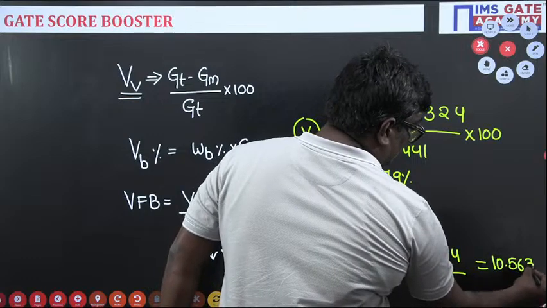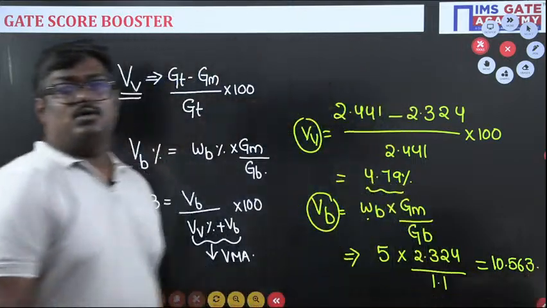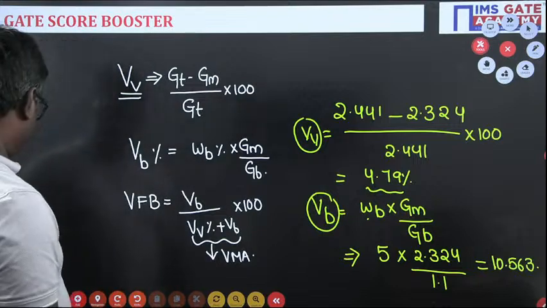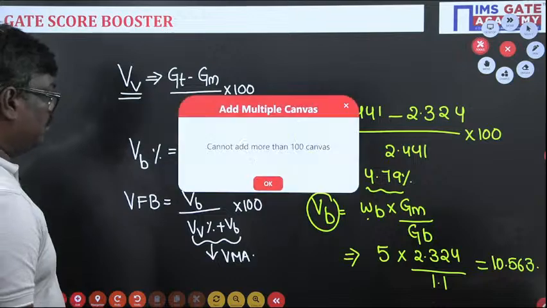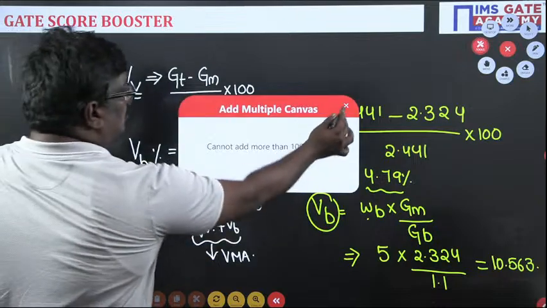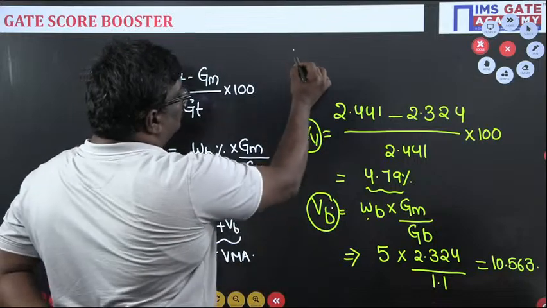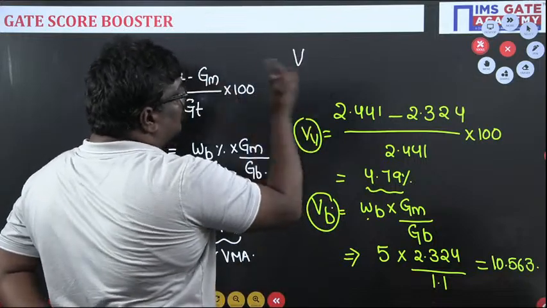10.563 percentile. Okay. Is this clear, sir? Now see students. Now see here. We have got this. Here you should understand, see students.